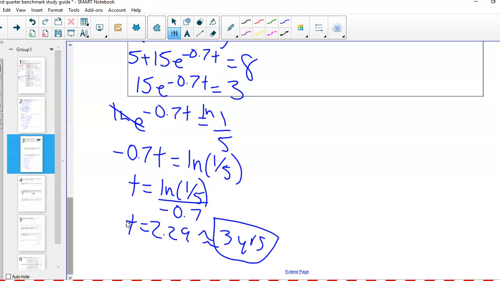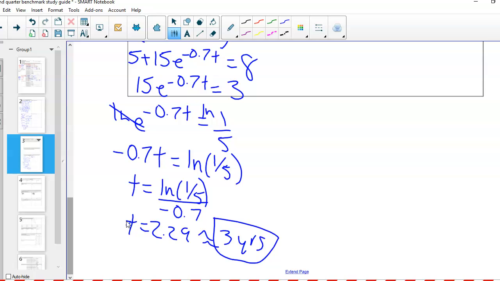Questions on this one? Do we round down to 2 years? We're not rounding down, because that wouldn't make it to 5,000 fish. If we round it down, it would be less. So we need to round up. Yes. Maybe 3 years.